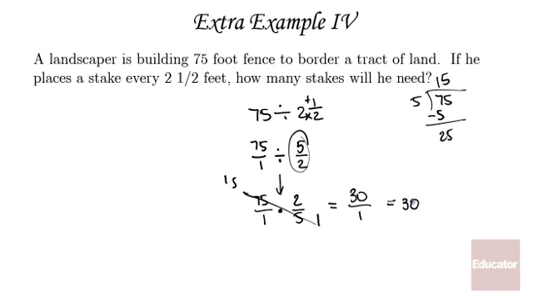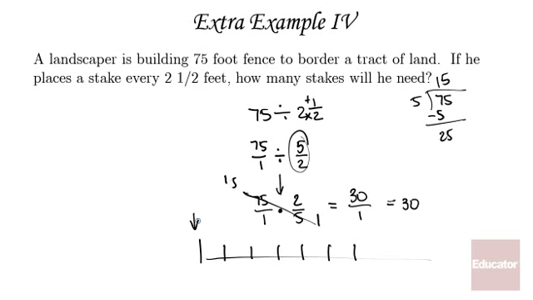Now, this is a very important problem to go back and read the question and check your answer, because what they're saying is there's going to be a stake every 2.5 feet. Now, in applying that in a real-life situation, you know that the fence has to start out with a stake as well. So although the stakes come every 2.5 feet, notice that you need to add an extra one to the front.